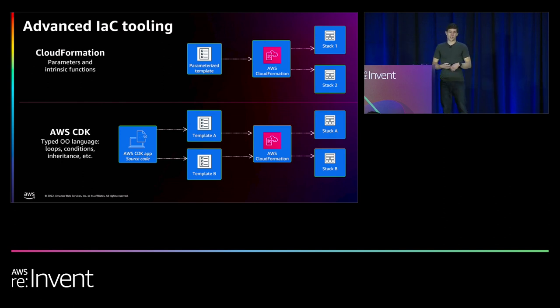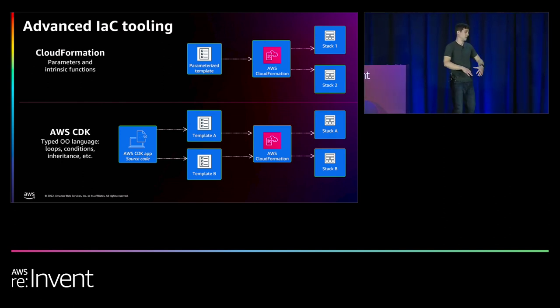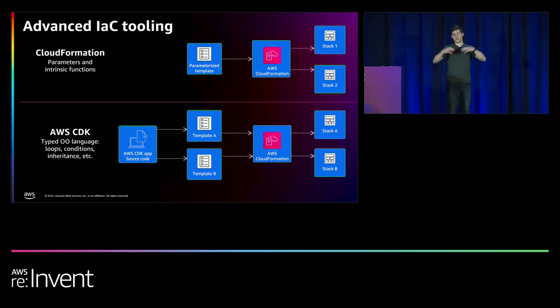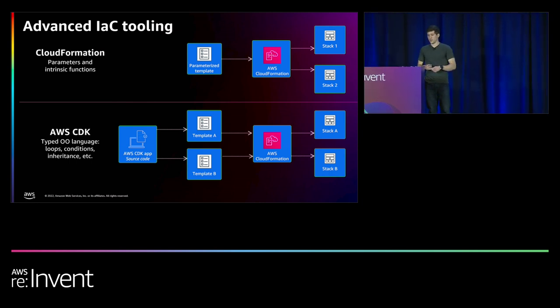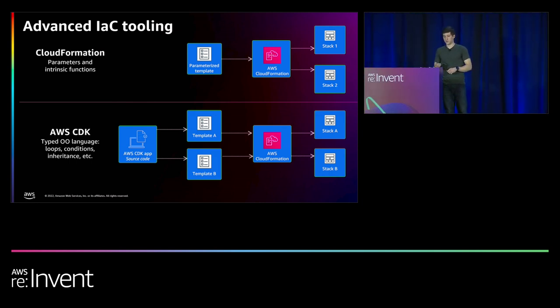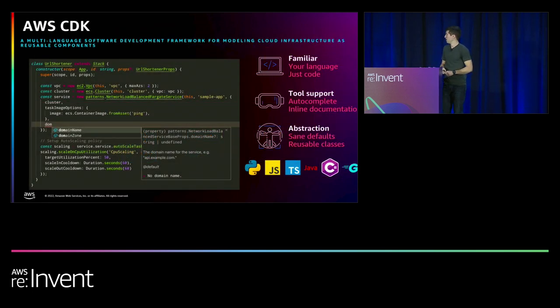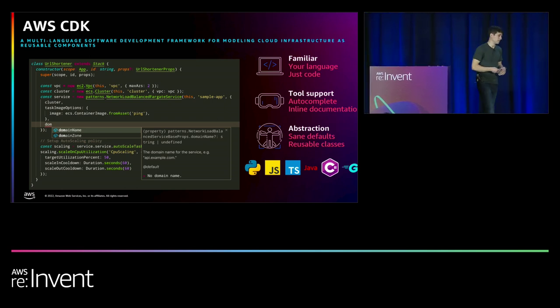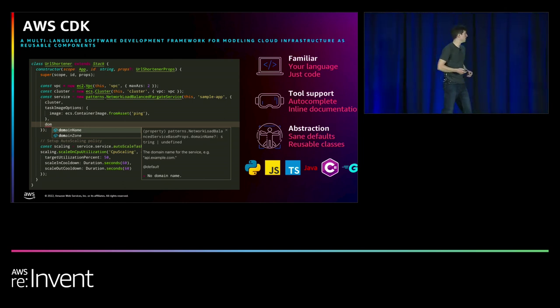So, introducing CDK. This is a way we can sit above the CloudFormation layer, create all of these properties, come up with abstractions, and generate some CloudFormation, and that's our tool of choice. So let's talk about what the CDK is. The CDK is a multi-language software development framework for modeling cloud infrastructure as reusable components. If you were in the CDK session on Monday, you might have seen this slide before, but I'll point out that reuse is in the title of this session, so I stole it.